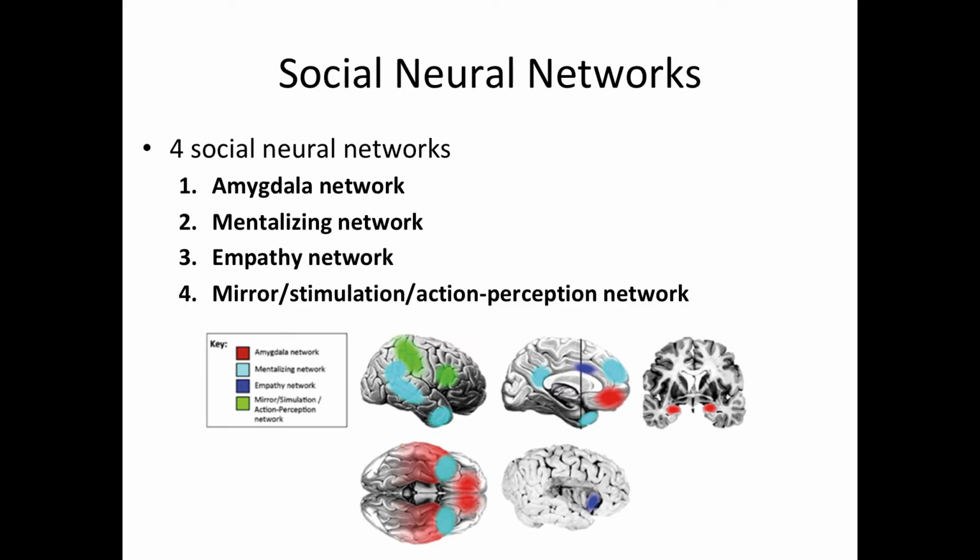Okay, so let's talk about the social neural networks. To identify brain regions implicated in social behavior, the scientists Kennedy and Adolphs reviewed lesion studies in brain-injured patients and fMRI activation in healthy participants. So there are 4 social-related brain networks that we're going to talk about next. These are the amygdala network, the mentalizing network, and the empathy network. And then the last one is the mirror, simulation, or action perception network.